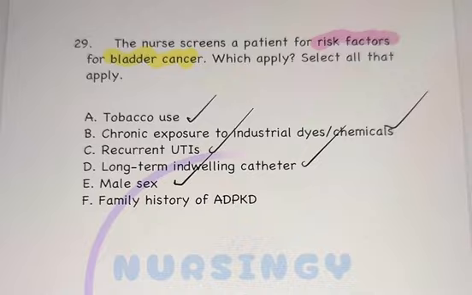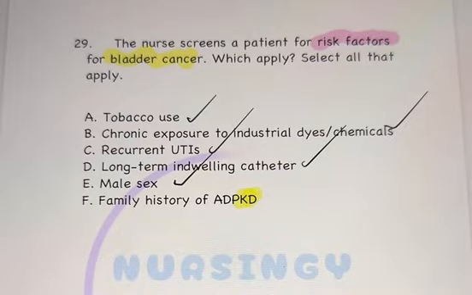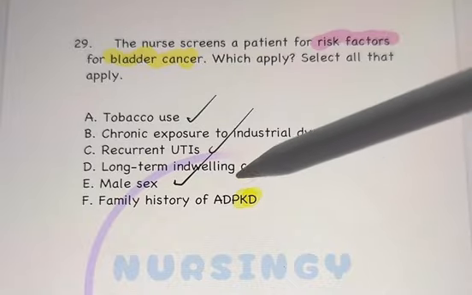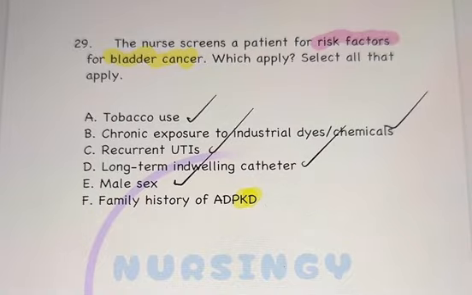Polycystic kidney disease. So PKD is polycystic kidney disease. Always remember PKD. And when we have AD, that is autosomal dominant. That means there are multiple cysts in the kidney due to a genetic reason. Okay, genetic history. That's why we have autosomal dominant polycystic kidney disease.